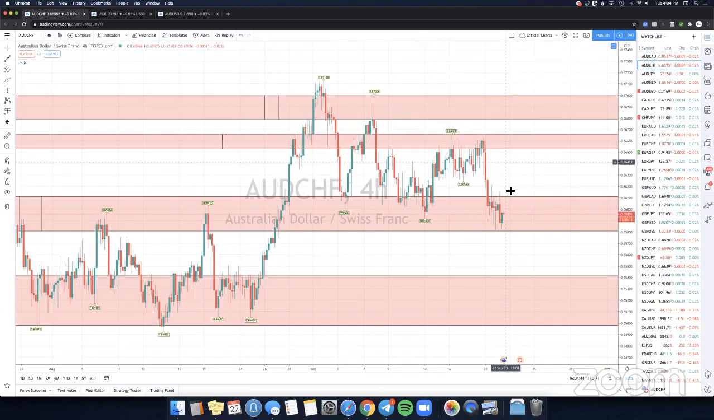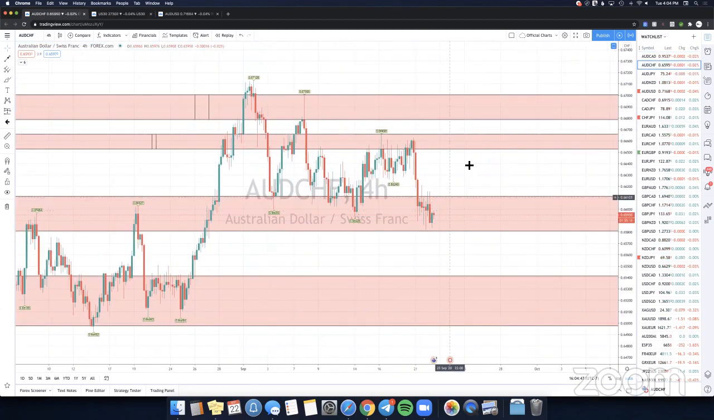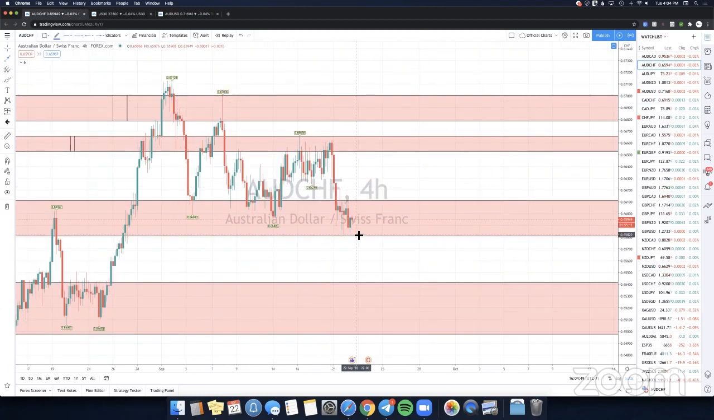So let's check out AUD CHF. This is within the zone right here. So I'm not going to take any trades until it either breaks above it, and then we could ride that to this next zone, or if it breaks below it right here, and then we can ride it down to this zone.